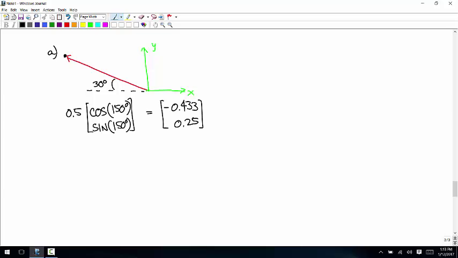Any questions about that? For B, now we're trying to figure out the exact opposite vector. So the easy answer to this is all we're doing is switching the signs of the components. So the answer needs to be positive 0.433, negative 0.25.